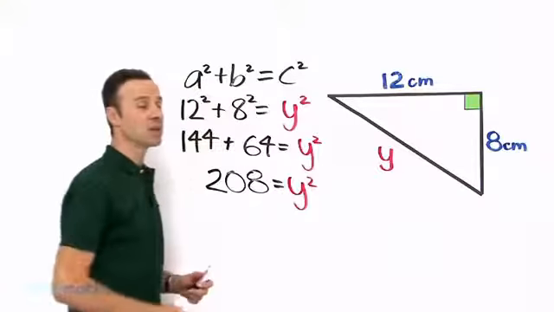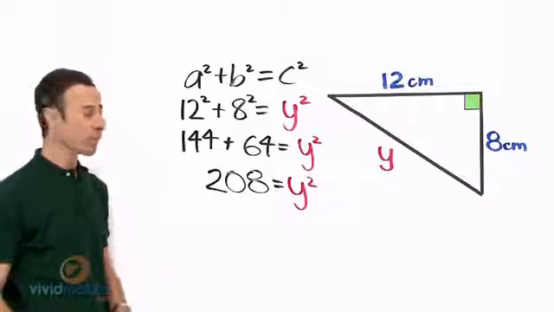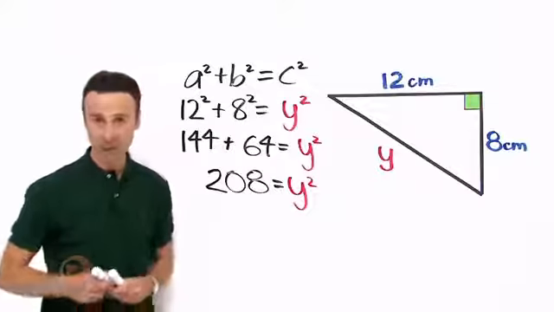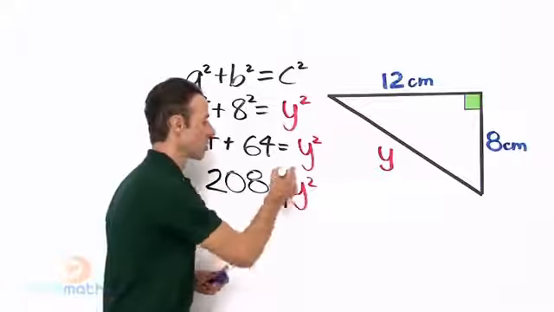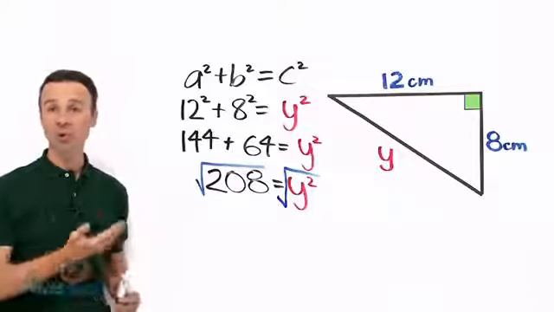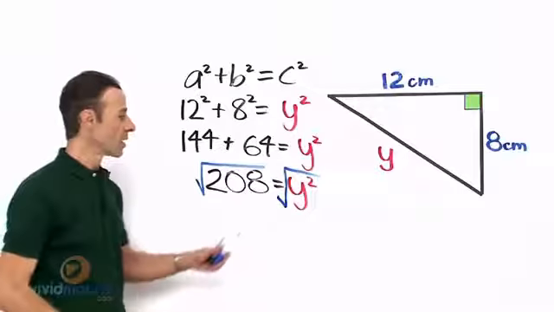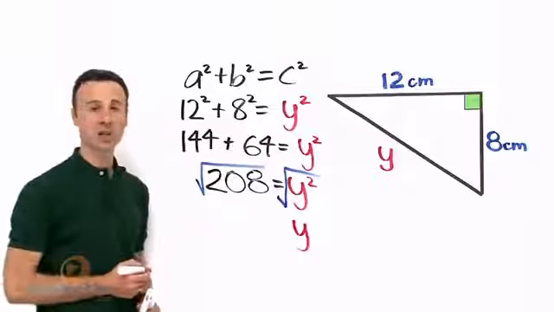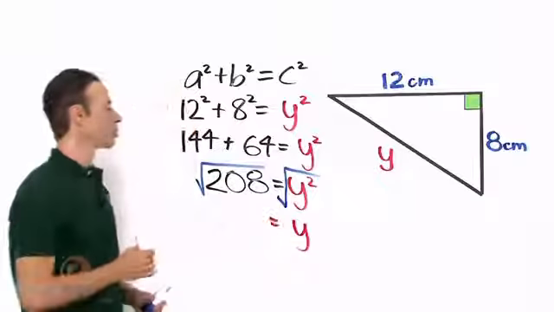Now the third step is to take a square root of both sides. Now remember, when we take the square root of a y squared, it reverts back to being a y. So let's do that. Square root there, square root there. Remember, if we square root on one side, we always square root on the other side also. So the square root of y squared simply becomes just y, just like that. And that equals the square root of 208.